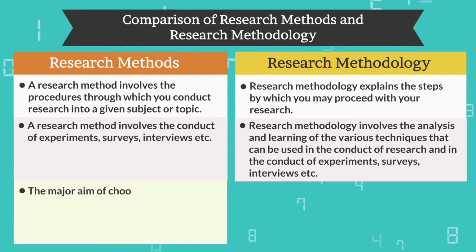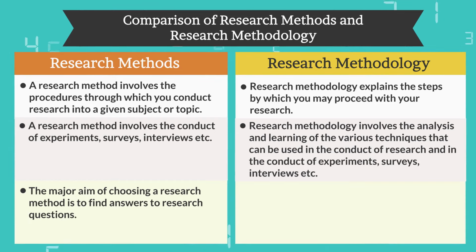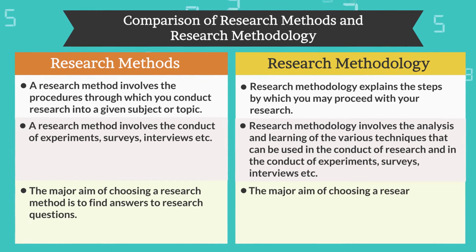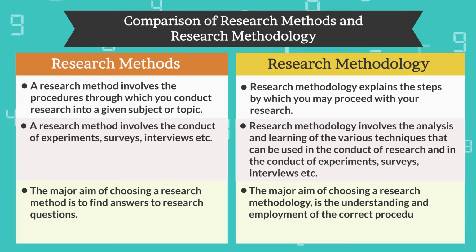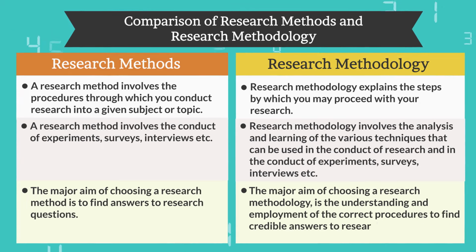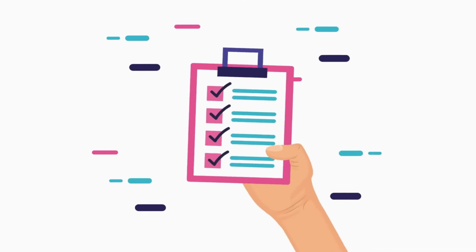The major aim of choosing a research method is to find answers to research questions. The major aim of choosing a research methodology is the understanding and employment of the correct procedures to find credible answers to research questions. Follow these tips and you will know the difference between research methods and methodology.